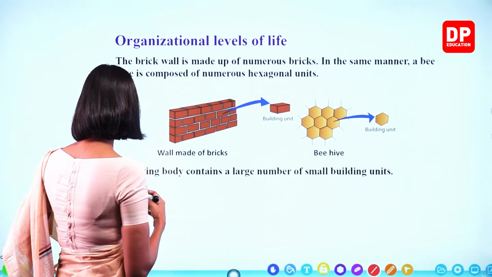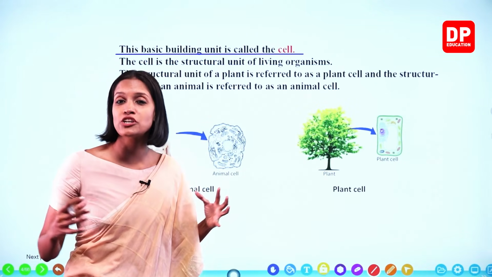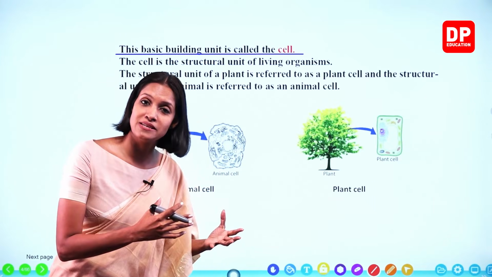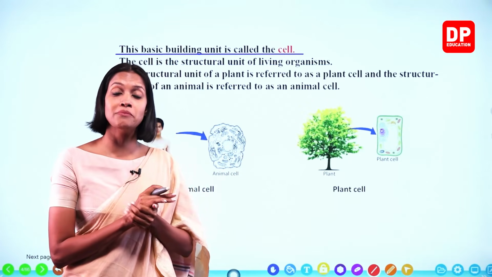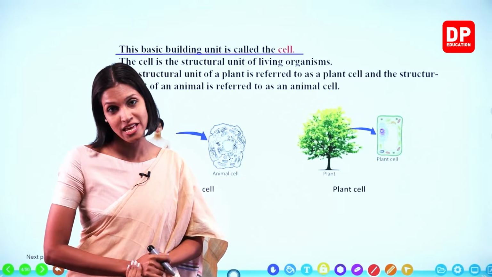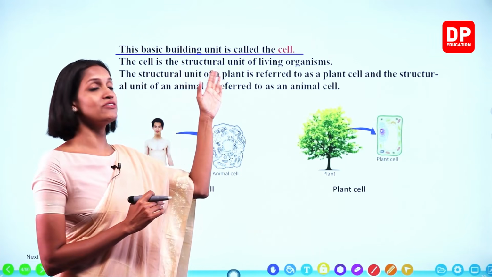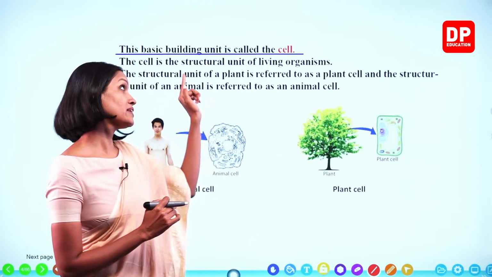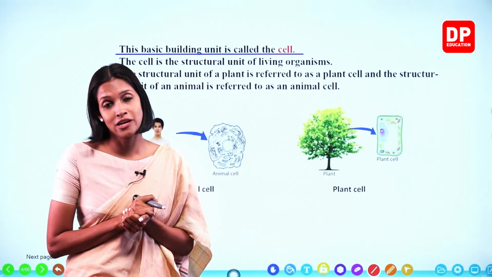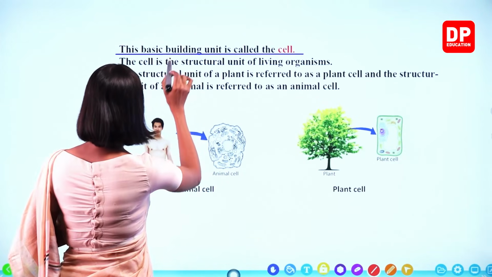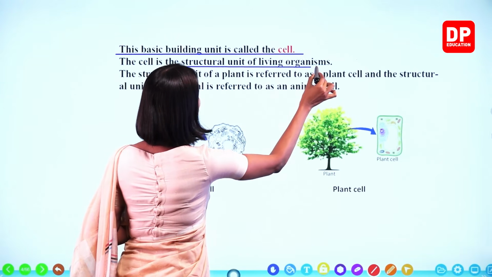Right, children? In the same way, because by combining a large number of cells an organism is made, especially animals and plant bodies, we call the cell the structural unit of living organisms. By combining a large number of cells, the structure of the organism is made. Right? Therefore, this is also important. The cell is the structural unit of living organisms.